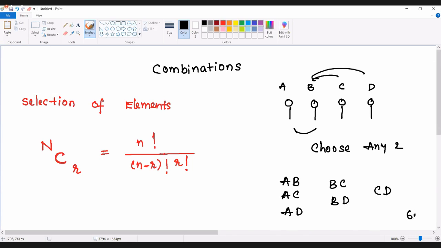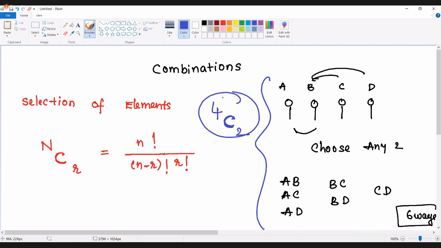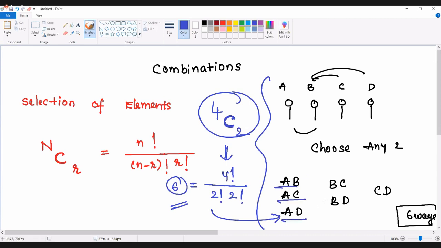There are six ways to choose two members out of the given, but this will take some time. That's the reason we'll be using the combination concept. Out of the four members in a group, you want to choose two members. That can be done in 4C2 directly. What is 4C2? 4 factorial divided by (4 minus 2) factorial into 2 factorial. This gives 4 into 3 into 2 divided by 4, which is nothing but 3 into 2, 6 ways. That's what we are able to get here. This is the analytical approach, and this is the direct approach using the formula.